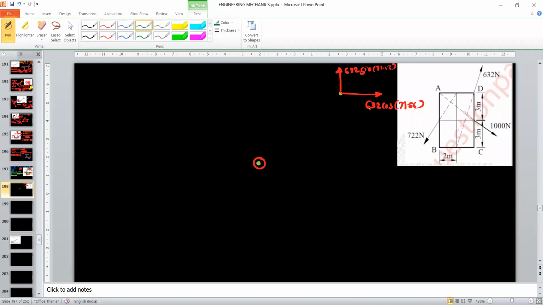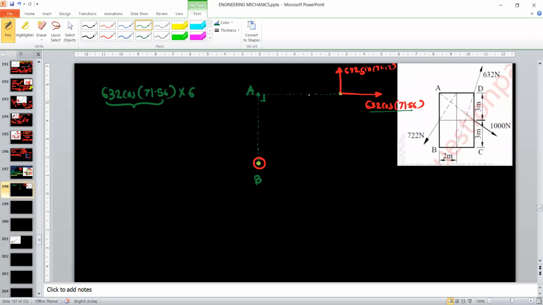So when you take the moment by its X component, we need the perpendicular distance. So just extend the line of action. And from the point B, draw the perpendicular. So this is the perpendicular distance for this component. So you will write 632 cos 71.56, this is the force, into the perpendicular distance, which will be the distance from B to this point. In the diagram, it is point A. So the A to B distance is nothing but 6 meters.